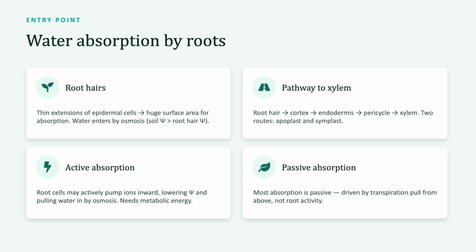Absorption can be active or passive. Active absorption happens when root cells pump ions inwards, lowering water potential and pulling water in. This costs energy. But most water absorption in a living plant is actually passive, driven by transpiration pull from the leaves above, but not by the root itself.